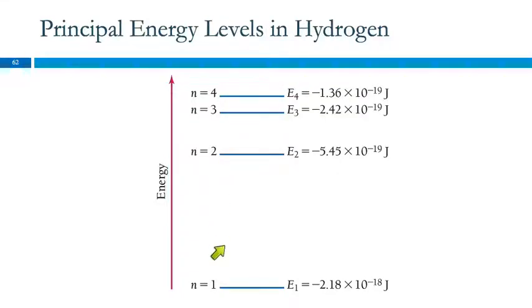And we see the distance between these two orbitals in energy, the difference is very large. The difference between 2 and 3 is smaller. Between 3 and 4 is smaller yet. And n equals 5 would probably be something like this. They just get closer and closer together in energy.